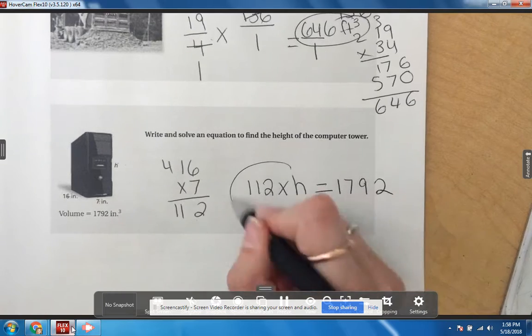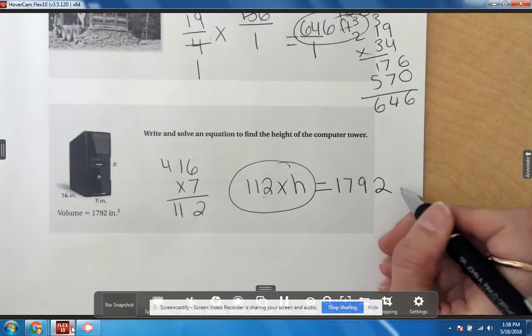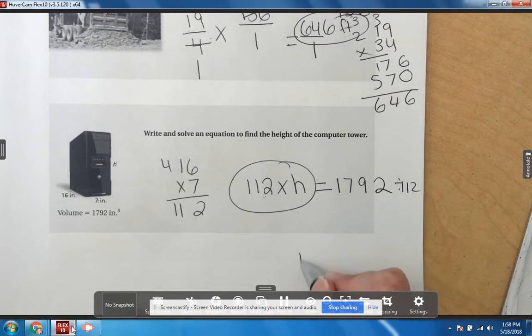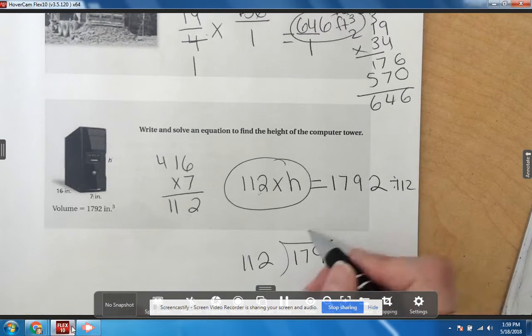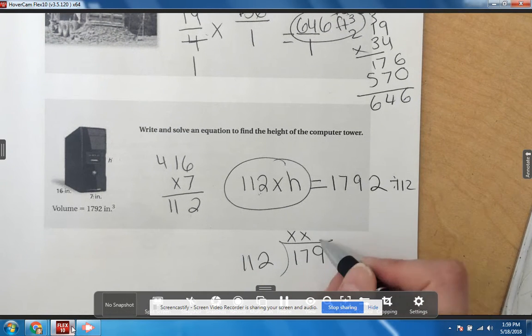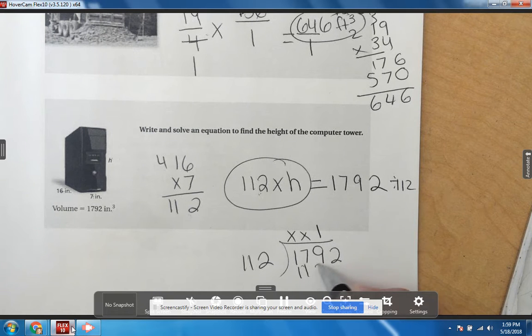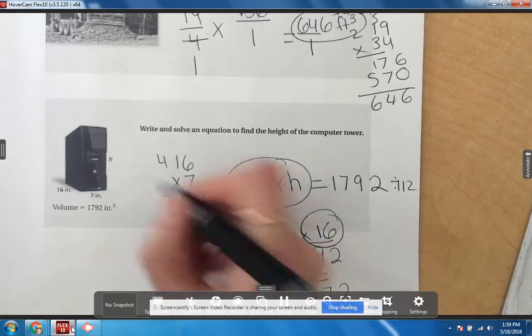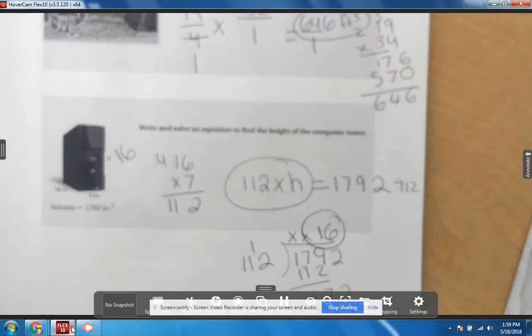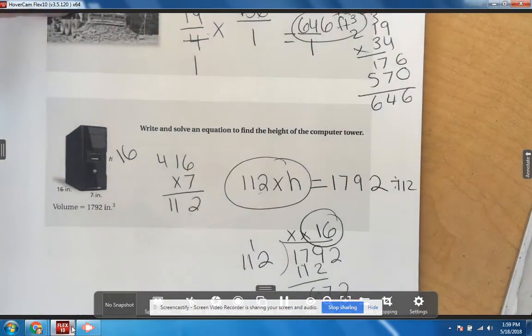So I'm going to solve this. Opposite of multiplying by 112, dividing by 112. So I'm going to do out that division. Okay, so it's not going to go into 1, not going to go into 7. I'm going to go into this once. 112, 67, bring down the 2. I'm going to guess 6 times. Good guess. Okay. So that means my missing dimension is 16. Okay. So that's how you would write and solve.